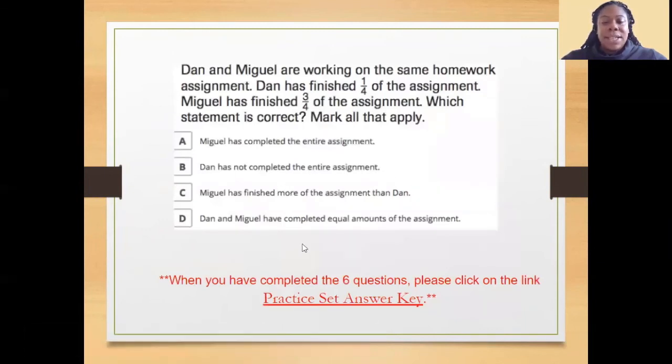Once you finish number 6 and you have completed all of the questions, you can click on the link and it'll say practice set answer key. Check your answers when you're done.